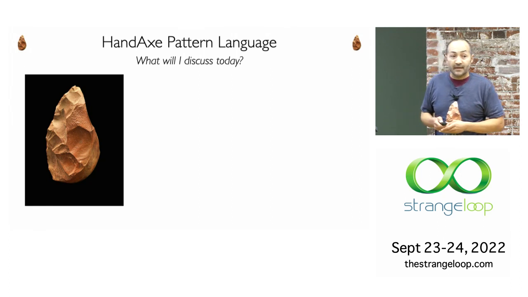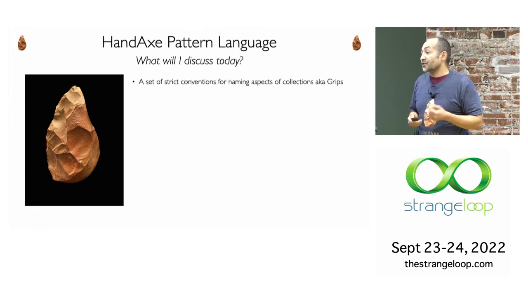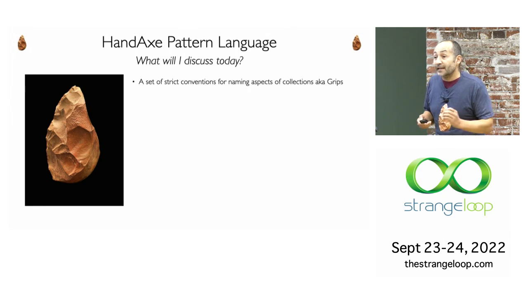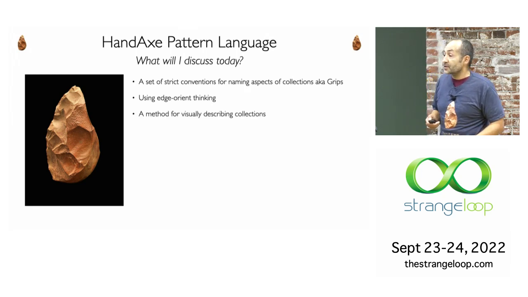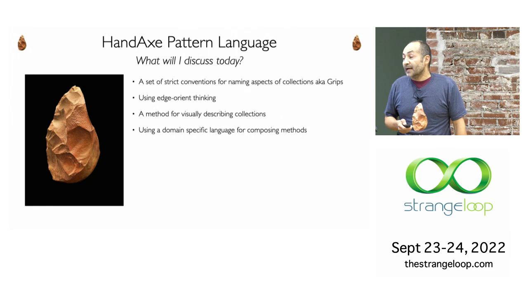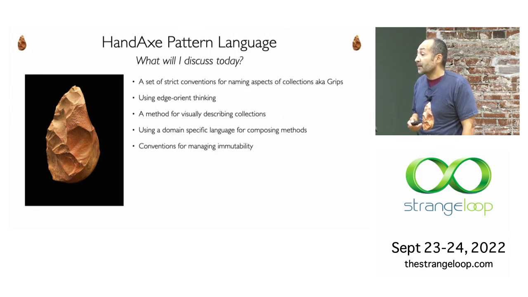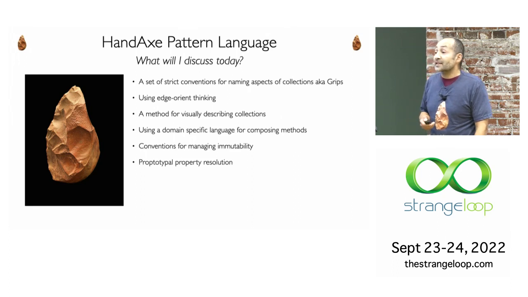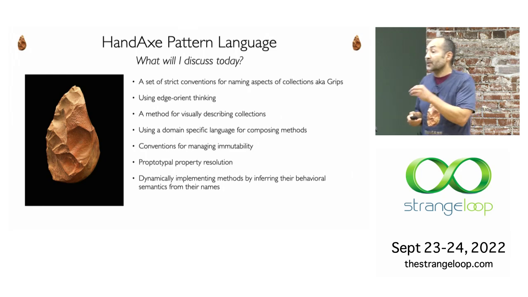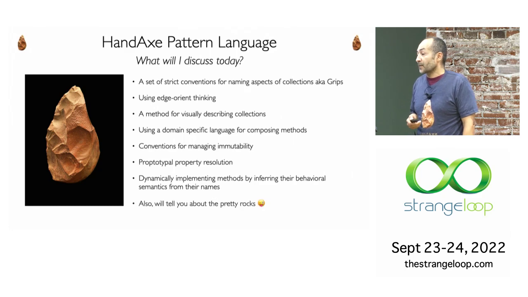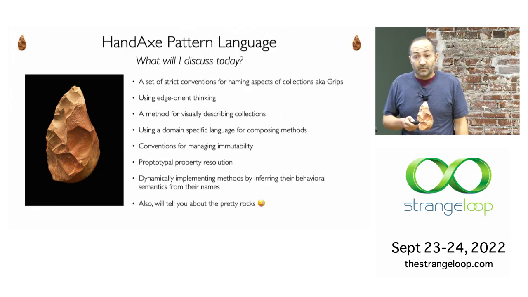Okay, so what will I be discussing today? A set of strict conventions for naming aspects of collections, aka grips, using edge-oriented thinking in collections, a method for visually describing collections, using a domain-specific language for composing methods, conventions for managing immutability, prototypal property resolution. I'll give a walkthrough of that because it's necessary to understand how I dynamically implement methods on the fly based on the behaviors that are inferred. And by the way, I'll tell you what these pretty rocks are about.